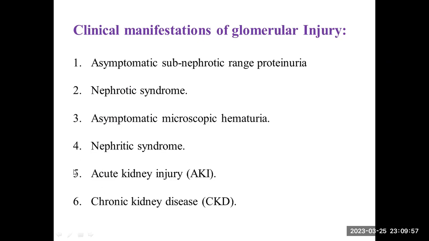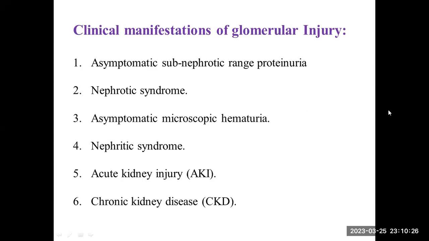Then we have some unfortunate patients with glomerular injury. If the injury is so severe, more severe than in nephritic syndrome, at that point these patients might present with an acute kidney injury. Maybe initially they might start with asymptomatic microscopic hematuria, then nephritic syndrome, and eventually progress into acute kidney injury. Or from the beginning, they will present with acute kidney injury immediately. And this depends on the severity of the glomerular disease.